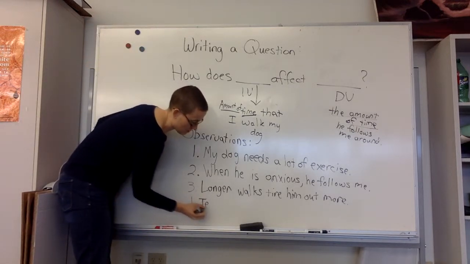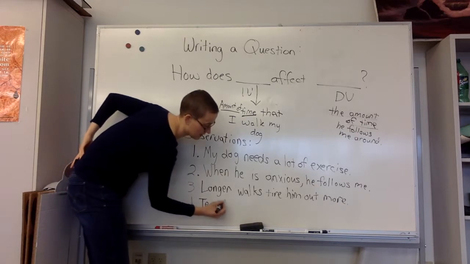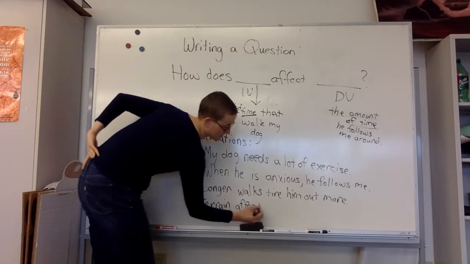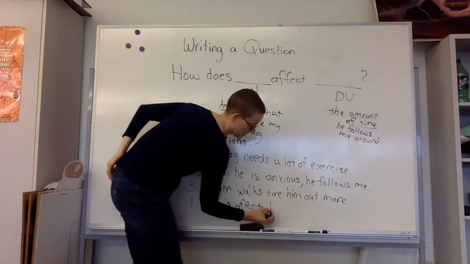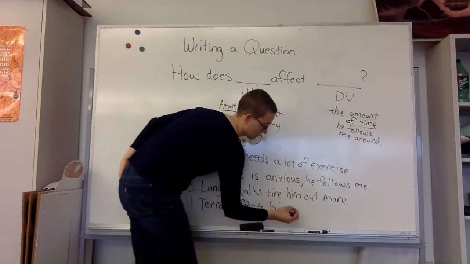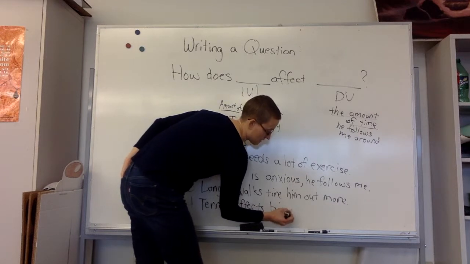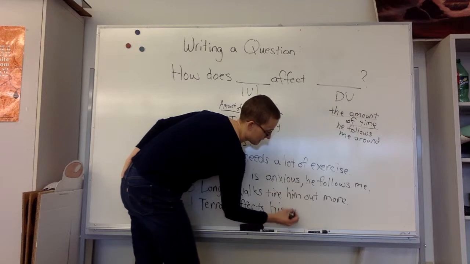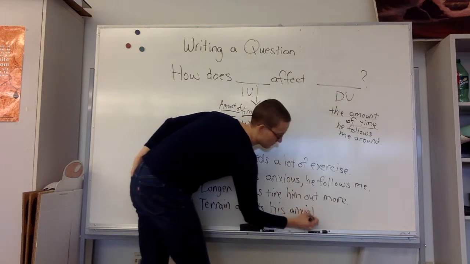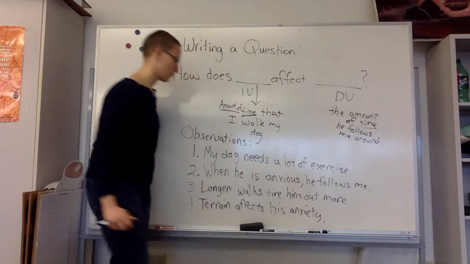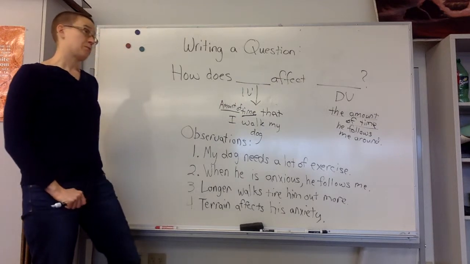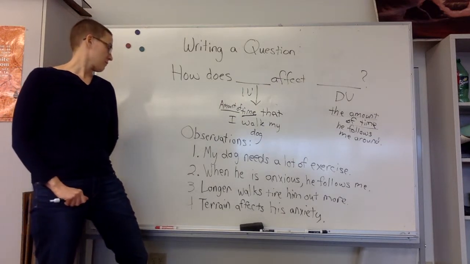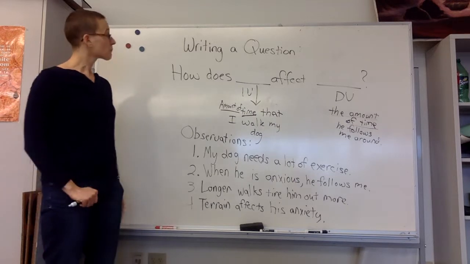So the terrain affects his energy level, or affects his, we'll say, his anxiety. And that's the terrain of the walk that we do. So if we go up a hill, he's going to get more tired out and be less anxious than if we were to walk in a flat area.